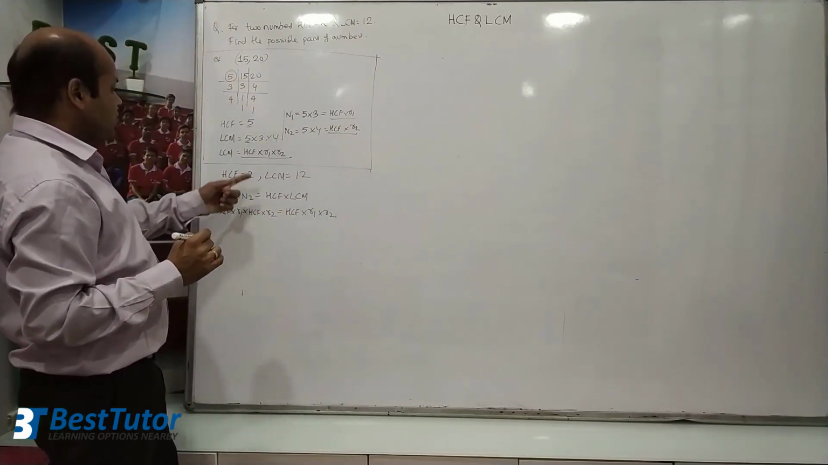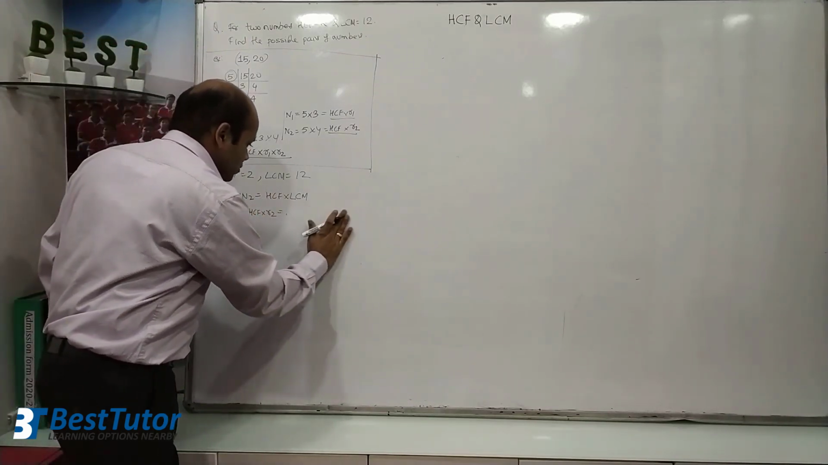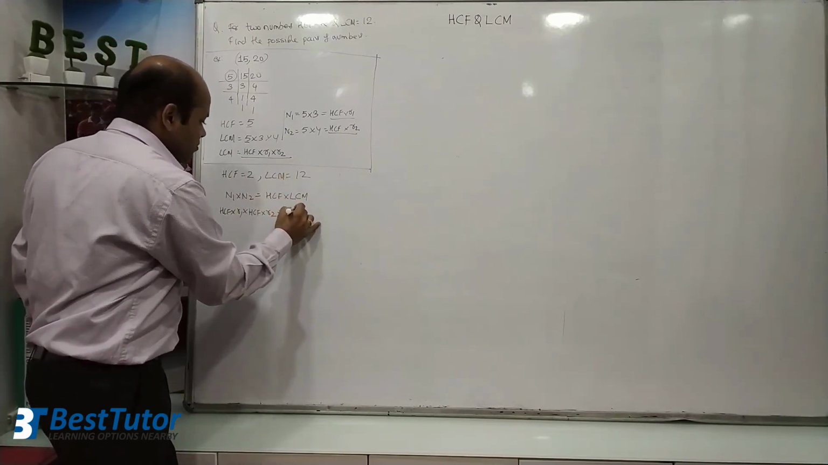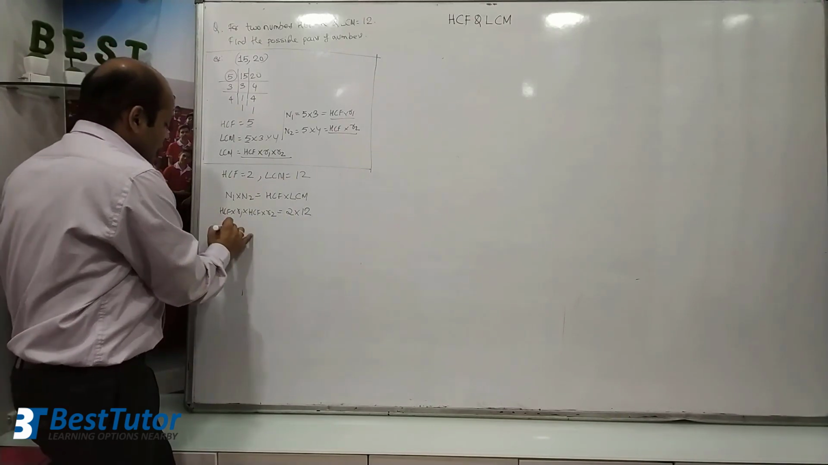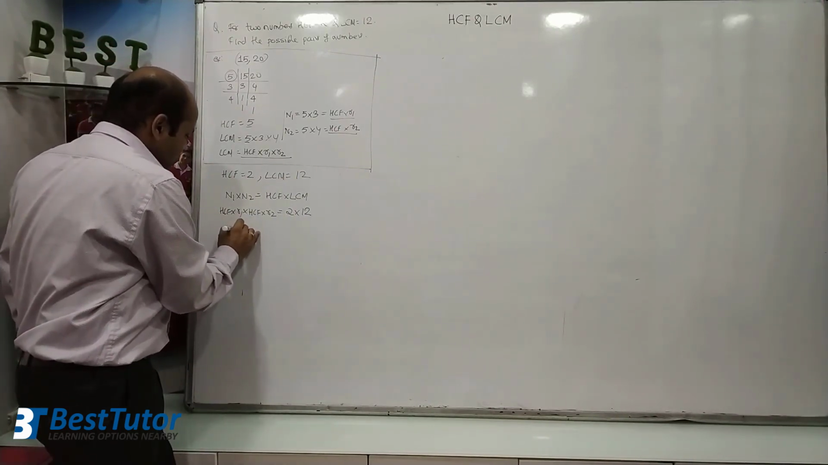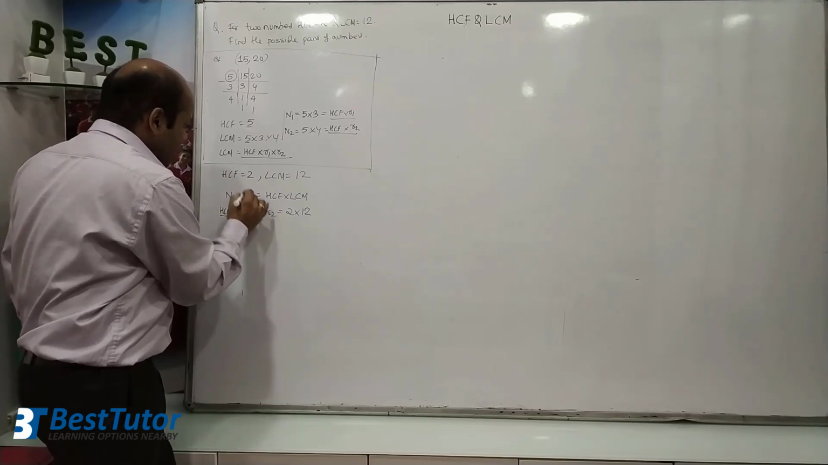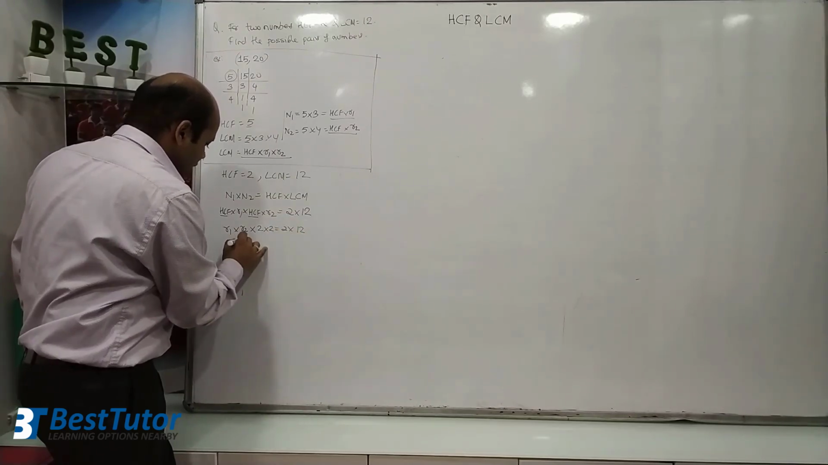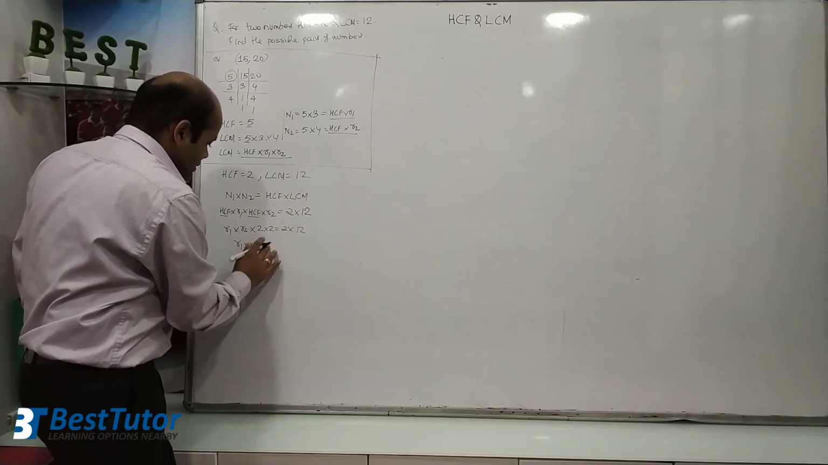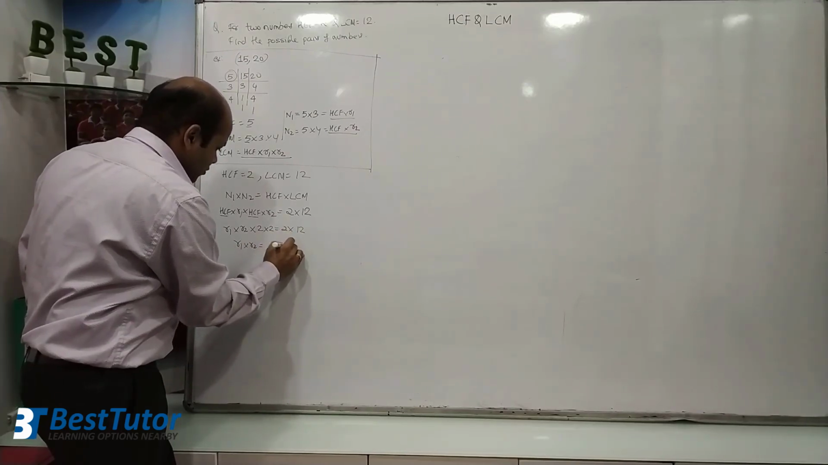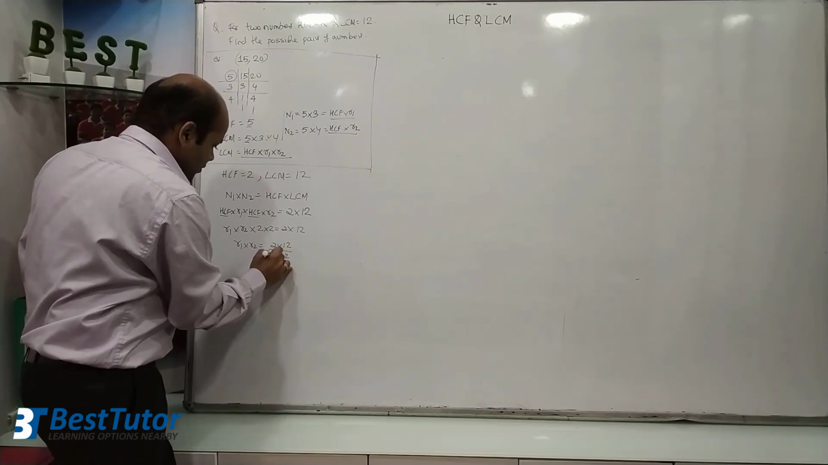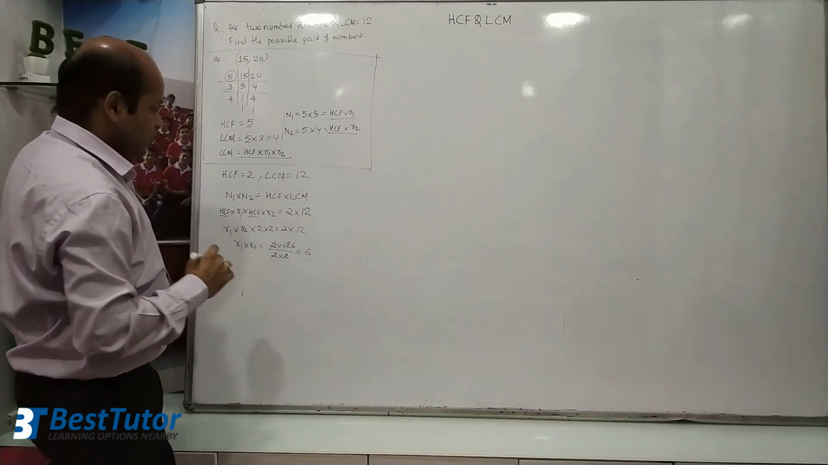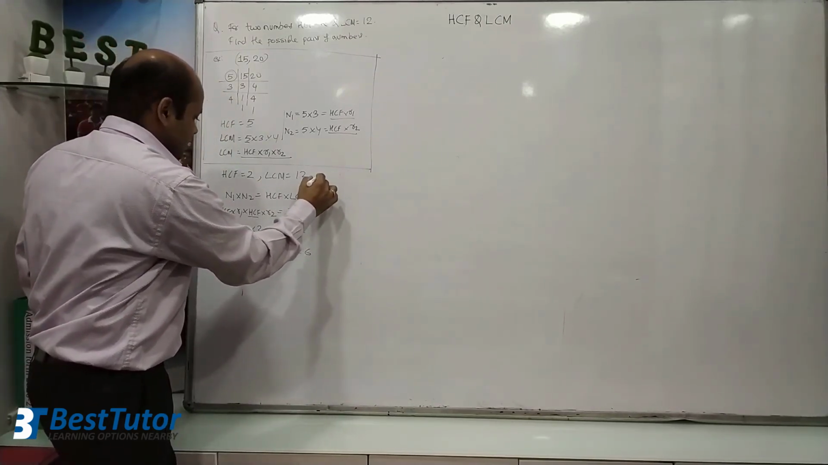But in this question, we have been given HCF and LCM. So I will cut this out. What is the HCF? 2. What is the LCM? 12. This side, I have R1 into R2 and HCF is to be multiplied twice. So it is 2 into 2, 2 into 12. I got R1 into R2 as 2 into 12 divided by 2 into 2. Cancel. I got it as 6. We got R1 into R2 as 6.